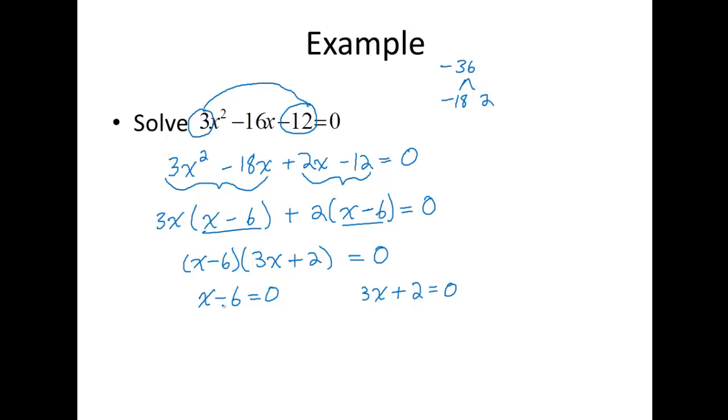If I want to solve for x here, I can add 6 to both sides, and I'll get x equals 6. On this other equation, I can subtract 2 from both sides. I'll get 3x equals negative 2. And then I can divide both sides by 3, so I get x equals negative 2/3. So my two solutions would be 6 and negative 2/3. All right, and I wrote my answer as a solution set, and that is it.